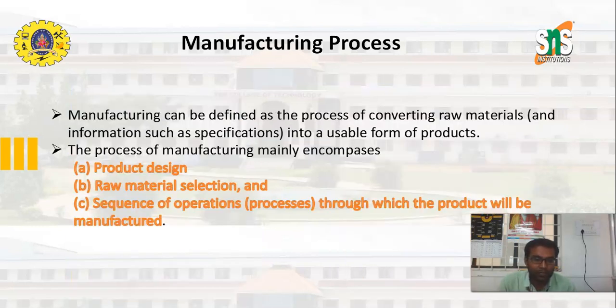Now we are going to discuss what the manufacturing process is. Manufacturing can be defined as the process of converting raw materials into a usable form of products. The major processes involved in manufacturing are: the first one is the product design, the next step is the raw material selection, and the next step is the sequence of operations through which the product will be manufactured.